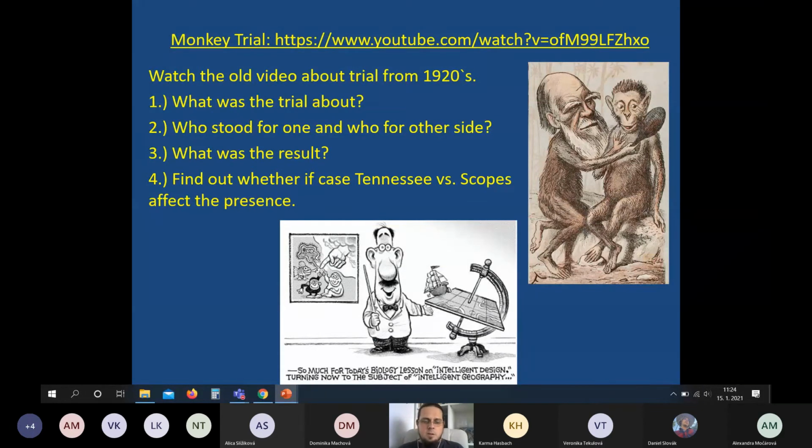Okay, kids had to explain also, for example, these cartoons. So much for today's biology lesson on intelligent design. That is like a nice name for the God. Turning now to the subject of intelligent geography. It's flat earth, you know.